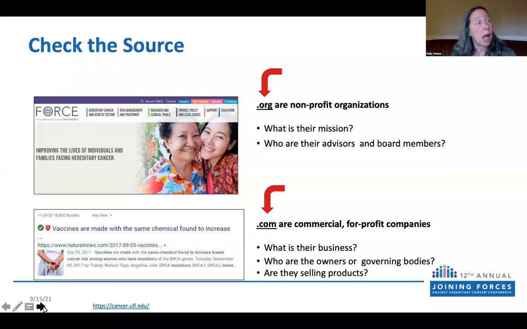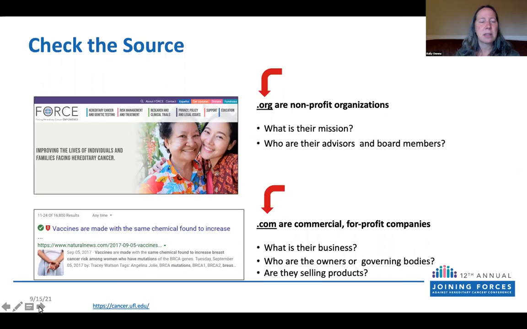Similarly, .com at the end of a website indicates a commercial or for-profit company. Many of these give very reliable information about medical things, but they do have an agenda. They're trying to sell something. That's the intent of their business. And that can range. So understanding what their business is, who the owners or governing bodies are, what they're trying to sell, and why they're putting this information out for you is an important piece.